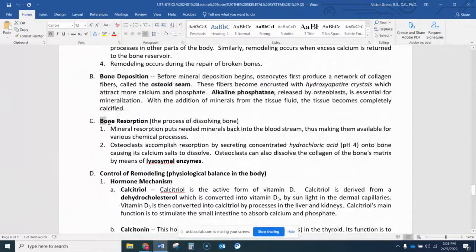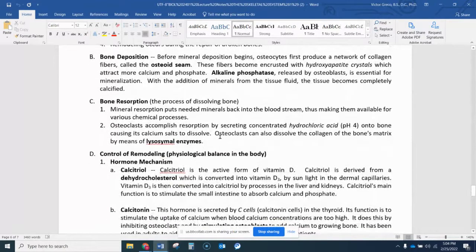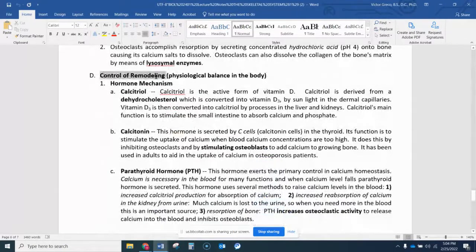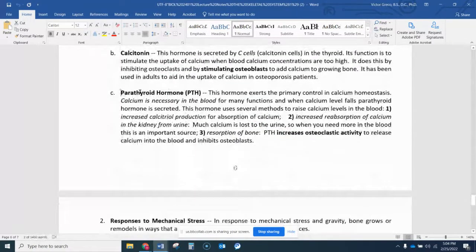So here's that word I was talking about earlier, bone resorption. That's the process of dissolving bone, and it's the osteoclasts that do that, right? Clast means to break down, right? So it's the osteoclasts that break down the bone because they have special enzymes that dissolve the bone, and they will dump that calcium and mineral usually into the blood when bone is being resorbed. So that takes us to control of remodeling. And what I do want to go through is this one, the parathyroid hormone, with you guys here.